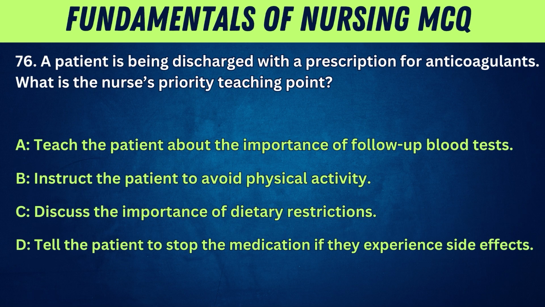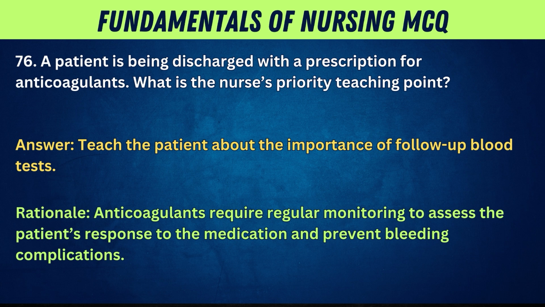76. A patient is being discharged with a prescription for anticoagulants. What is the nurse's priority teaching point? A. Teach the patient about the importance of follow-up blood tests. B. Instruct the patient to avoid physical activity. C. Discuss the importance of dietary restrictions. D. Tell the patient to stop the medication if they experience side effects. Answer. Teach the patient about the importance of follow-up blood tests. Rationale. Anticoagulants require regular monitoring to assess the patient's response to the medication and prevent bleeding complications.